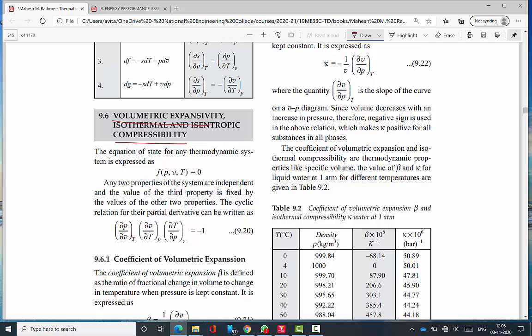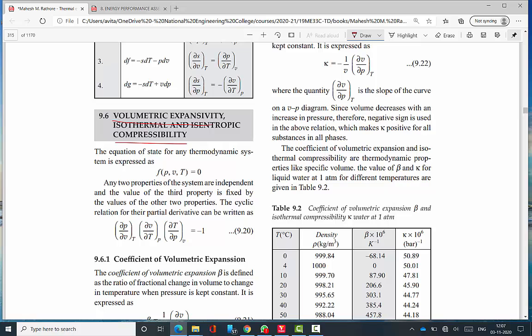Okay, what is isothermal? In an isothermal process, temperature remains constant, and in an isentropic process, entropy remains constant. Compressibility means compression. During compression, volume decreases and pressure increases, which is one type of compression. Another type of compression is a phase changing process. If we drop down the pressure, the gas comes to the liquid.